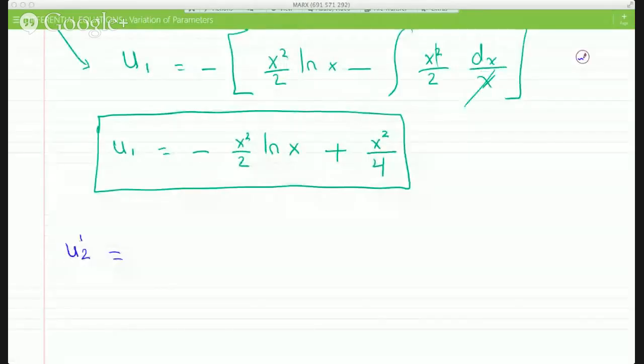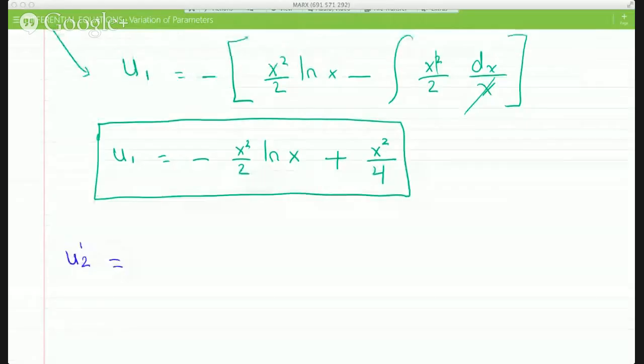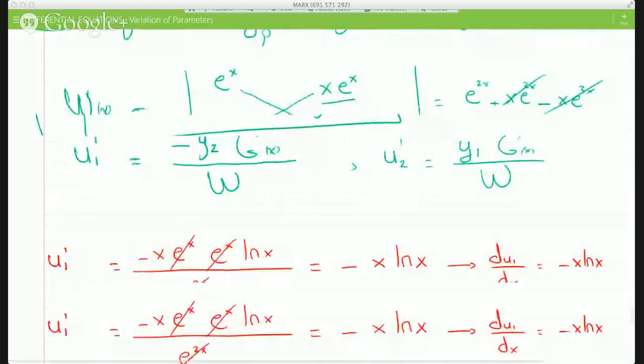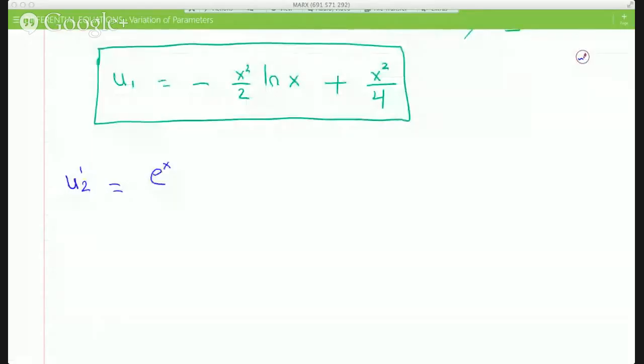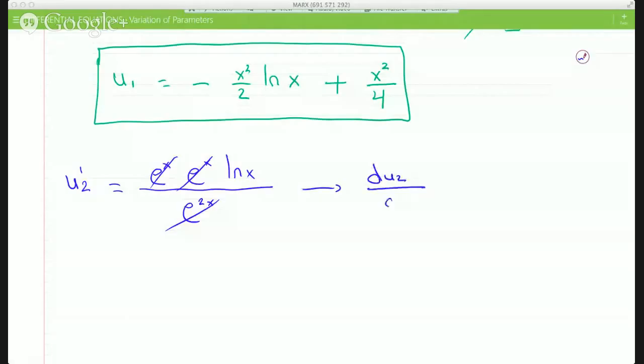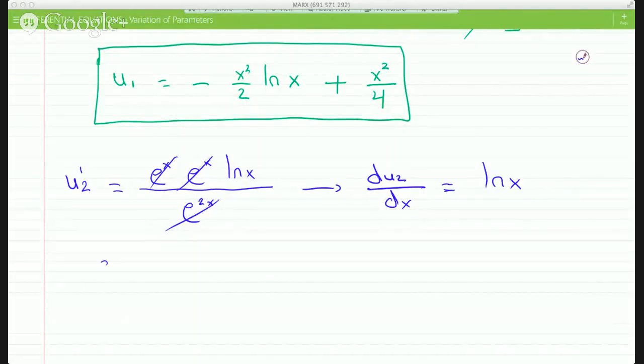It's not homogeneous. What did we say? It was e to the x. So e to the x times the non-homogeneous term, which is e to the x ln x, over e to the 2x was the answer. And these two go away. And so we get du2 over dx equals ln x. Separate the variables and integrate. So du2 equals ln x dx.